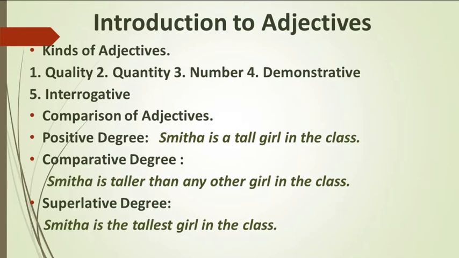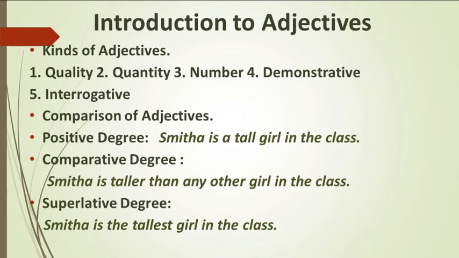Firstly, positive degree. Example, Smita is a tall girl in the class. Here, the adjective tall merely tells us that Smita as a girl has the quality of tall, without saying how much quality of tall she has. So, in a sentence, if the adjective is in its simple form, denoting the mere existence of some quality, it is called the positive degree of an adjective.